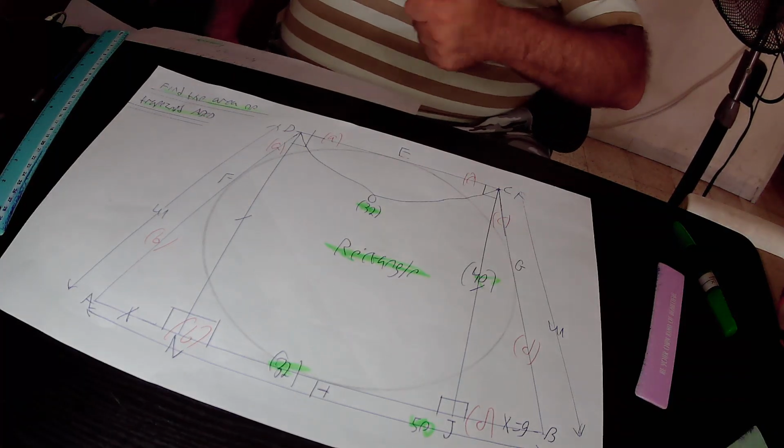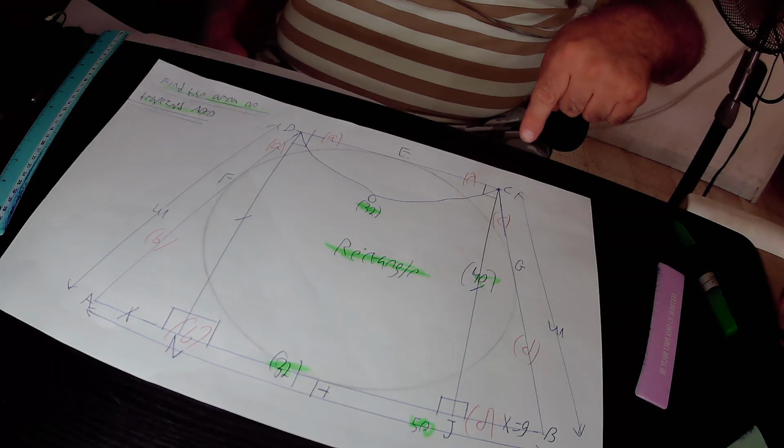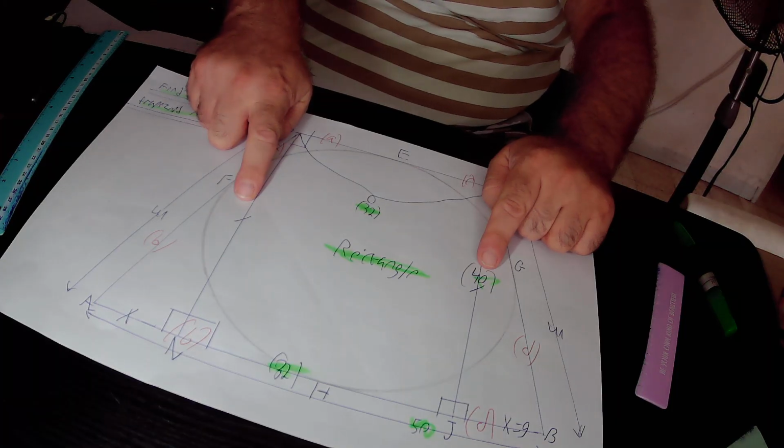Likewise, in rectangle DCJN, side DN must be equal to the opposite side CJ. Those two sides must be equal to each other according to the rule that the opposite sides of a rectangle are equal to each other.